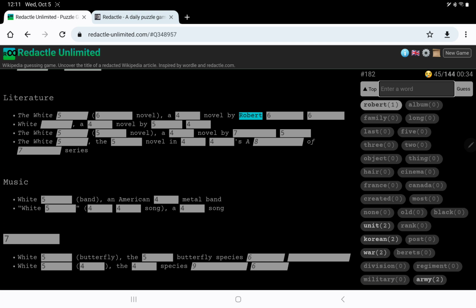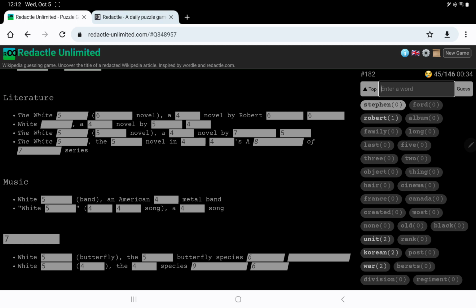I'm trying to think of a guy who wrote a political novel. I think it was turned into a film. Was it Face in the Crowd that was based on a book by, oh no, maybe I'm thinking of All the King's Men. Robert 6-6. And then we have one by 5-4. Let's try Ford. And 7-5, could that be Stephen? No. William.